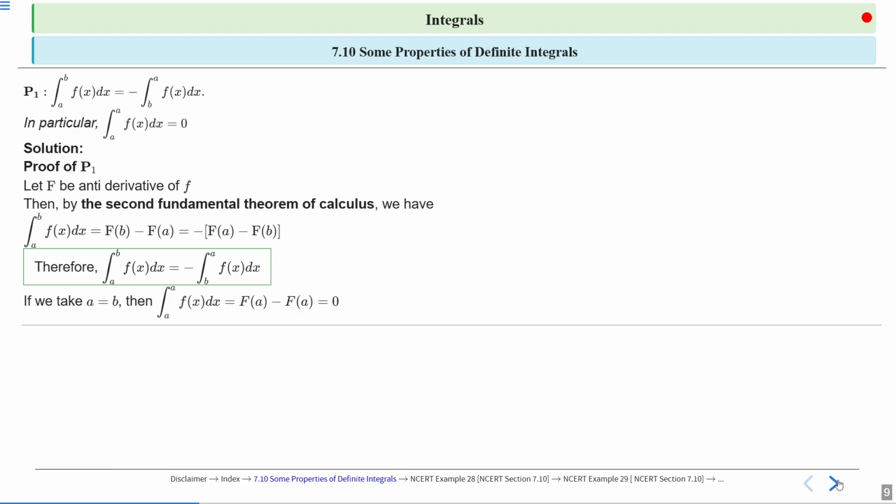Let's say a particular case, when the limits are the same. If a is equal to b, that is, the upper limit is equal to the lower limit, then the value of the definite integral from a to a of f(x) dx is equal to F(a) minus F(a), where F is the antiderivative. As here a is equal to b, we get F(a) minus F(a), and that is 0. So this property says that if the limits are the same, then the value of the definite integral is 0.